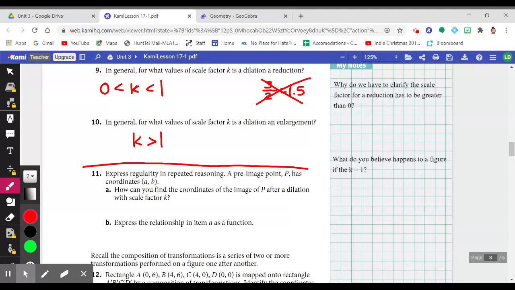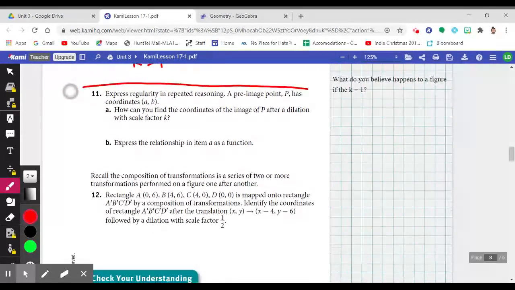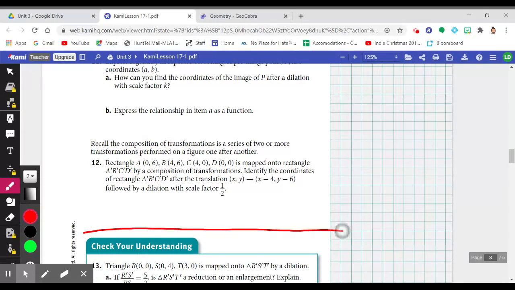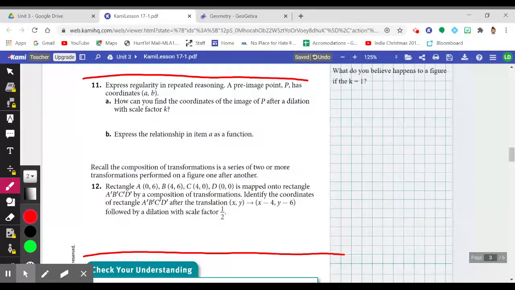So then I wanted to add this question to the mix. What do you believe happens to a figure if k equals 1? Well, what happens to our values when we multiply anything times 1? Well, they don't change, right? So that's why we're defining not anything equal to 1 here, but for a reduction less than 1, and for an enlargement greater than 1, because if we were to use scale factor 1, we would see no change. So keep that in mind why we're being very specific about the rules that we're writing on item 9 and 10. Now, if you would, go ahead and draw a line below 12. Complete items 11 and 12 before playing through.